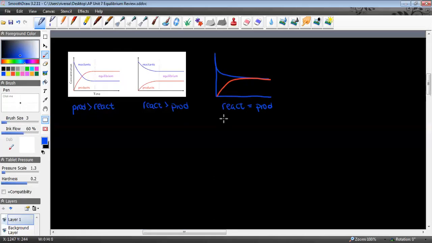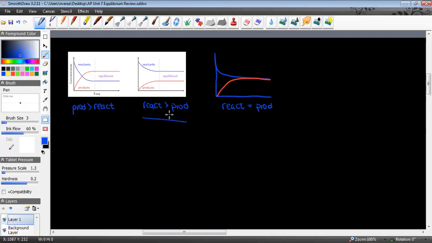Now, why do we care? You're like, why do we care, Mr. Rivera? I don't care. We do care, we should care. We should care because what if we're trying to make product? Like the product of the particular reaction is what we want to get out of this reaction. Well, if we're trying to make product, but our equilibrium position is going to land us at a place where we're actually going to end up with more reactants than products.